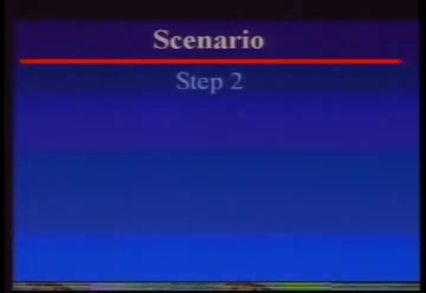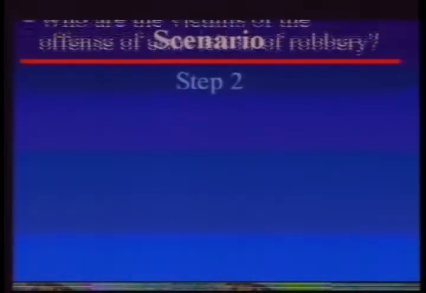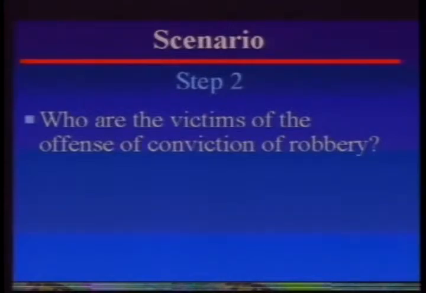Let's utilize our scenario and try and use step two. And the question we have is, who are the victims of the offense of conviction of robbery? How about the bank? Okay, anyone out there want to tell me why you think the bank would or would not be a victim of this offense of conviction of robbery, and if so, why?